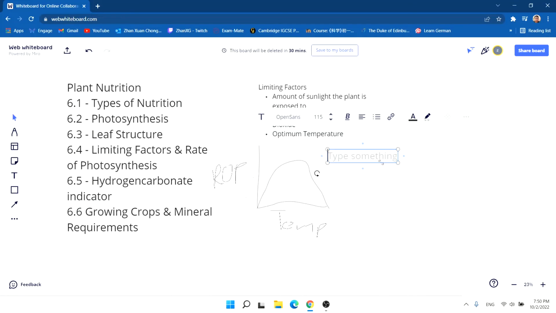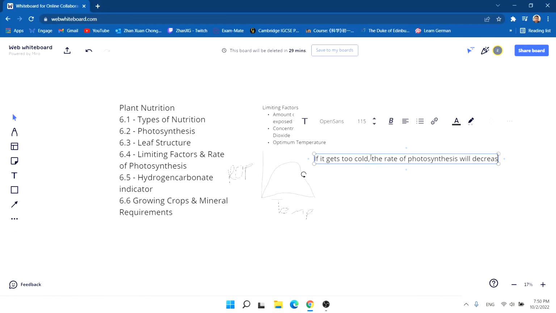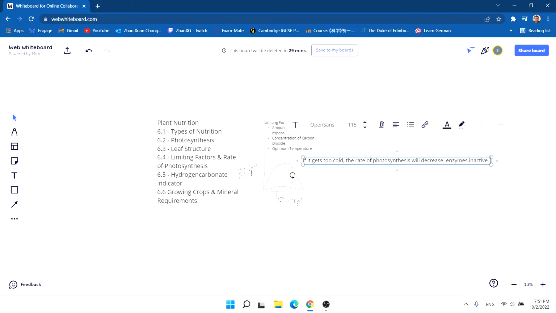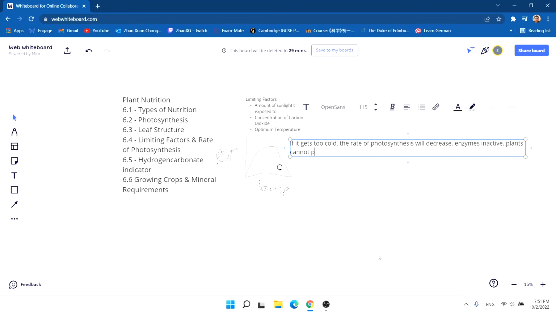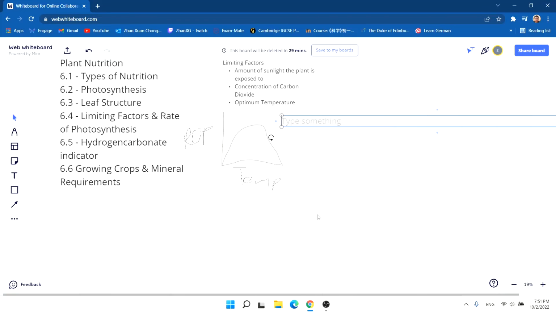Okay, at this stage, if it gets too cold, the rate of photosynthesis will decrease. Enzymes inactive, plants cannot photosynthesize. If it gets too hot, why? Because it denatures at 60 degrees usually. Okay, so these are the limiting factors of plant nutrition.